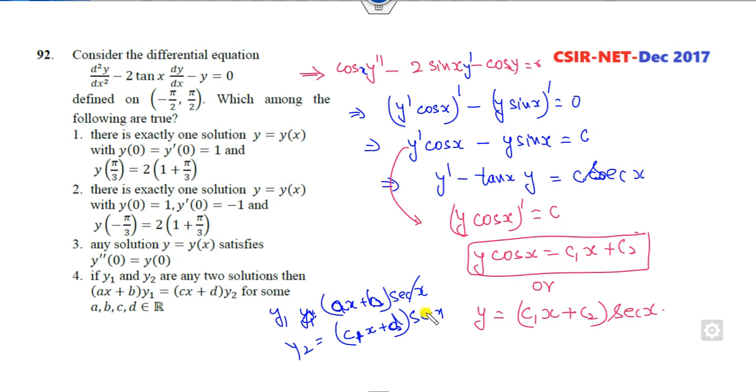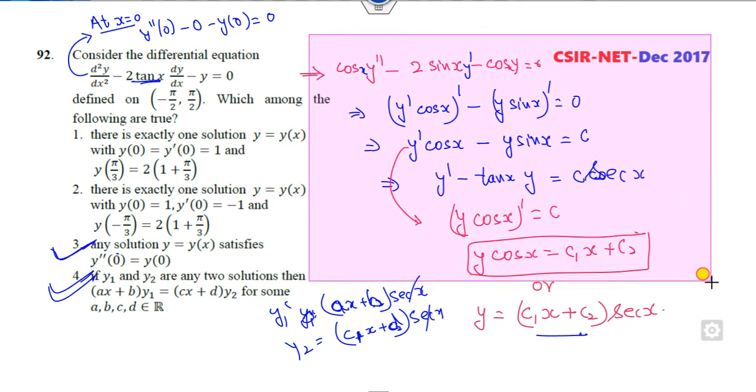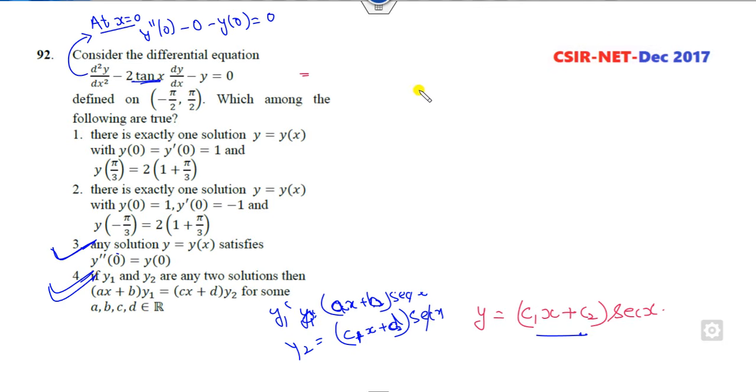If you divide them, secant will be cancelled, and cross multiplying you will get the equation for y double dash. Take this value at x is equal to 0. So y double dash at 0, tan 0 is 0, y of 0 is 0. So that's satisfied. For this part, y of 0 is 1. So this is my solution: y is c1 x plus c2 times secant x.